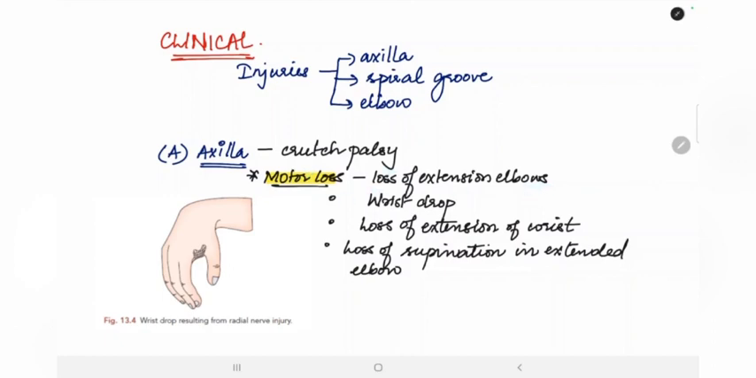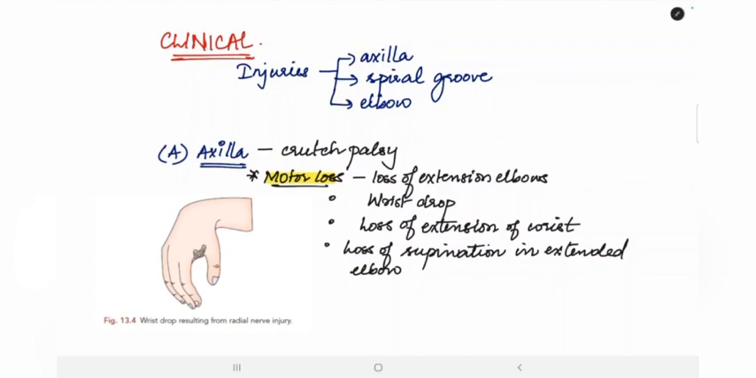And then due to the paralysis of the wrist extensors, there can be loss of extension of the wrist. So what will happen? There will be wrist drop. This is the image of wrist drop. This happens because there is unopposed action of the flexor muscles of the forearm. The extensor muscles are not functioning, whereas the flexor muscles are functioning unopposed. So there will be wrist drop. Then there can be loss of extension of the digits due to the paralysis of extensor digitorum, extensor indicis, extensor digiti minimi, and extensor pollicis longus.